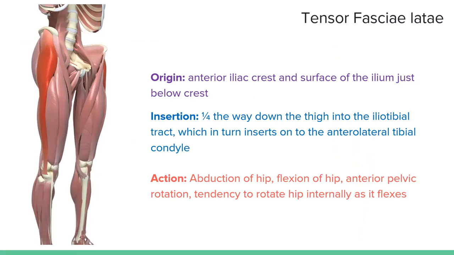And then the tensor fasciae latae, the origin of that one is the anterior iliac crest and surface of the ilium just below the crest. And then it inserts 1/4 the way down the thigh into the iliotibial, the IT tract, which in turn inserts onto the anterolateral tibial condyle. And the function of that one is abduction of the hip, flexion of the hip, and anterior pelvic rotation. And then it has a tendency to rotate the hip internally as it flexes.